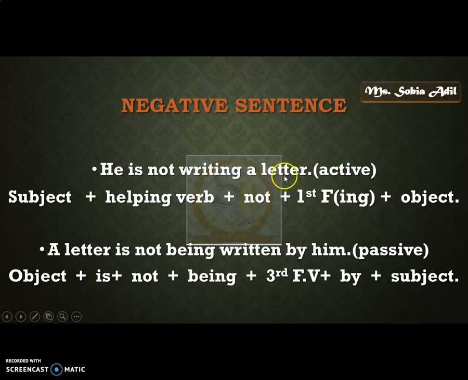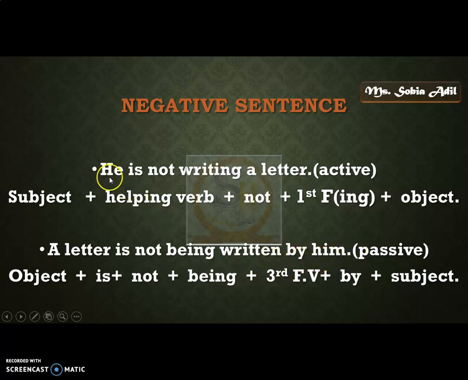A letter was the object here, so we need to write it first at the place of the subject. Then come is, am, are. Here "is" is a helping verb. Then "not", because it's a negative sentence, you need to change negative into negative one. आपको negative को negative में ही convert करना है. Then comes "being", "written" is the third form of the verb, then "by", and after that "him".